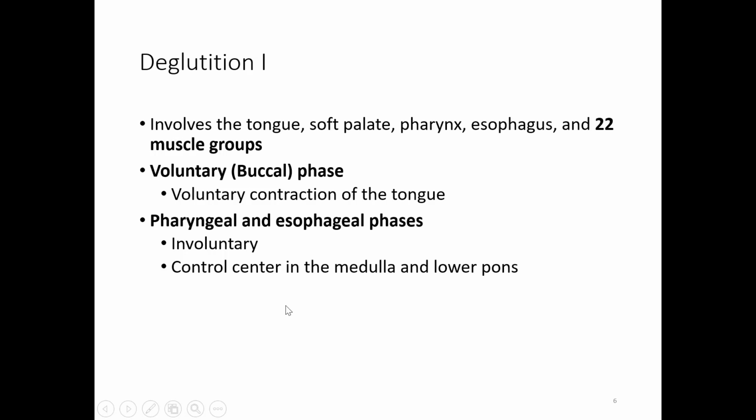Now let's talk about swallowing, or the correct name for it for our class, deglutition. It involves our tongue, soft palate, pharynx, esophagus, and also 22 different muscle groups. There are 3 phases of deglutition. The first one is the voluntary phase, also called the buccal phase, and we can control it. The next ones, the pharyngeal and esophageal phases, are involuntary, and the control centers for them are located in the medulla oblongata and lower part of the pons in the brain.